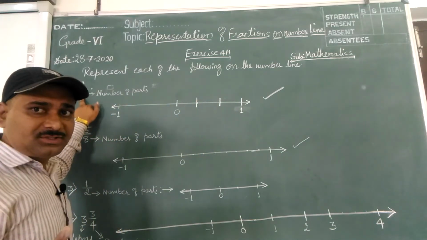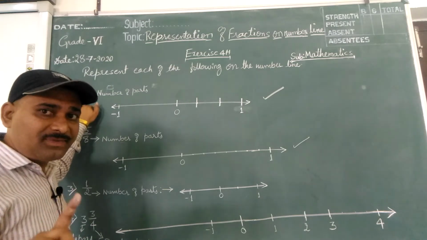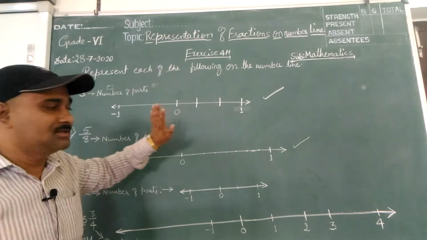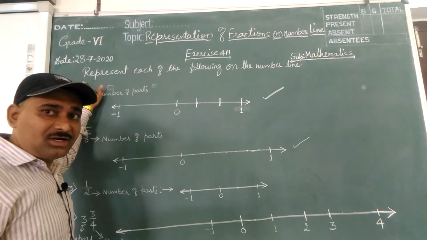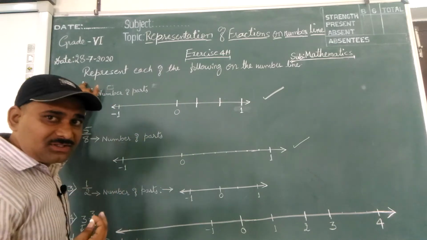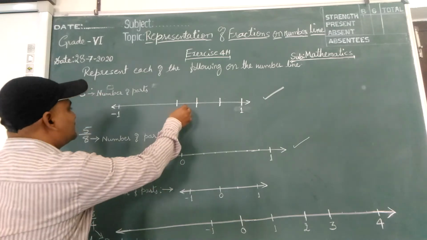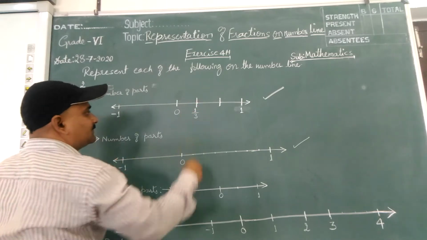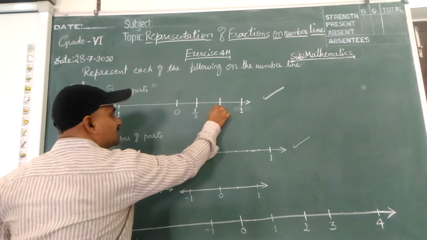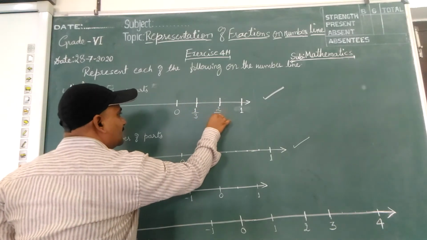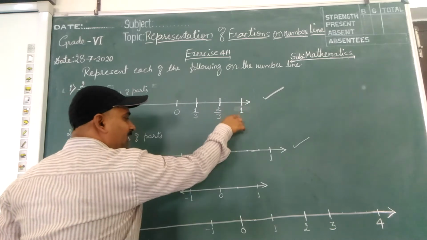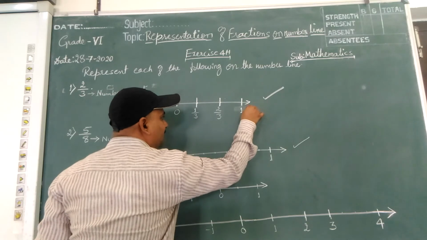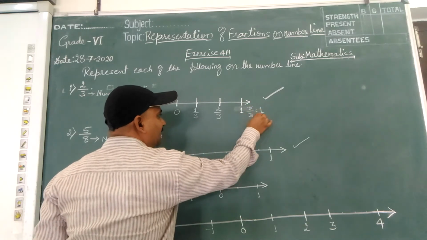Denominator shows what? Number of parts. So 3 is there, we made 3 parts. Numerator shows what? How many parts I should select. This is what, children? 1 by 3. This is 2 by 3. And this is 3 by 3, which means 1. When you write 3 by 3, 3 and 3 get cancelled, you will get 1. That 1 is written here.